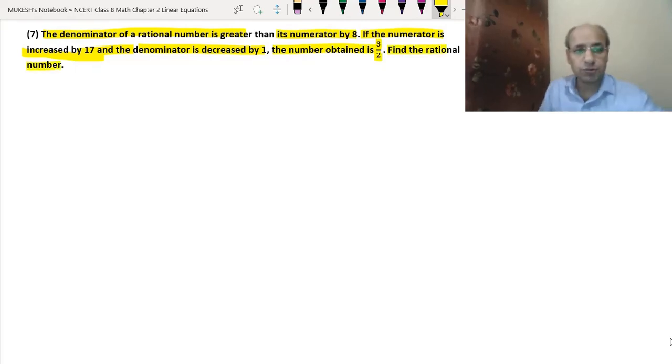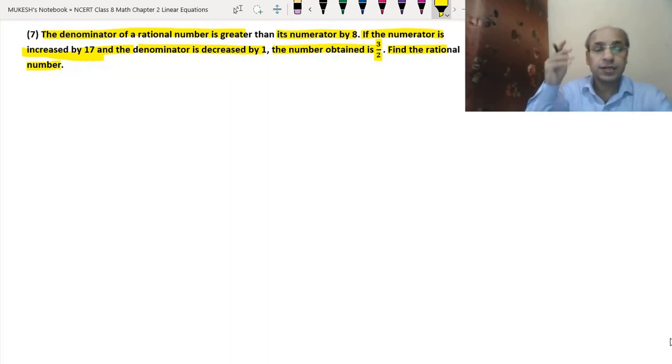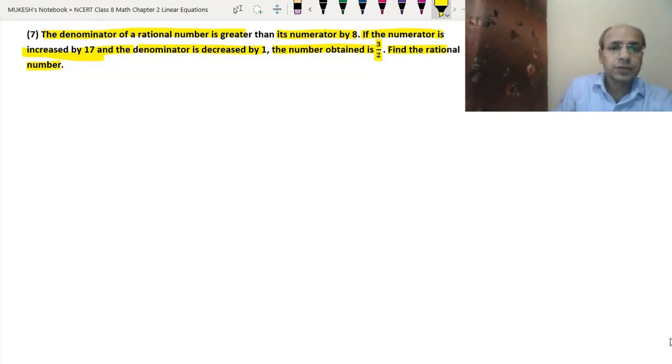Okay, so in this question we have to find the rational number. Remember one thing: when you are not able to get the question in one reading, read it 3-4 times until something clicks in your mind. Okay, so the denominator of a rational number is greater than its numerator by 8.